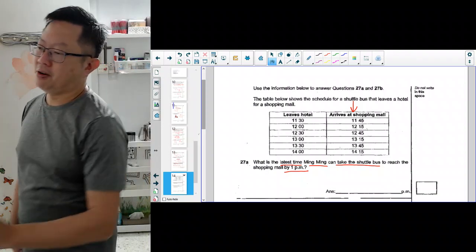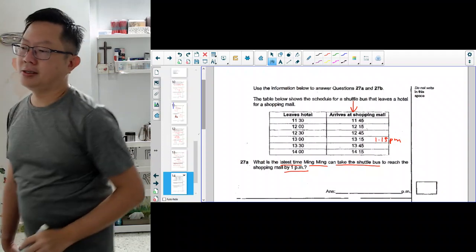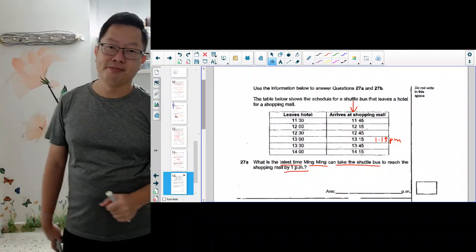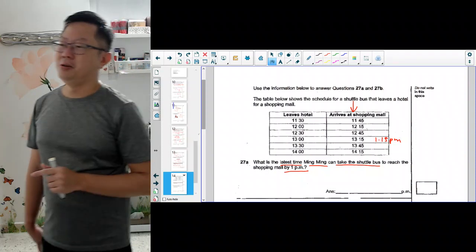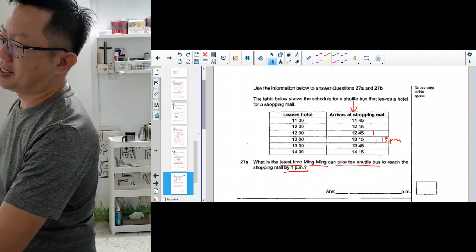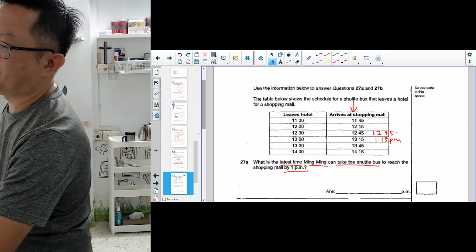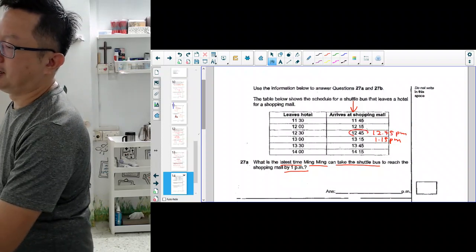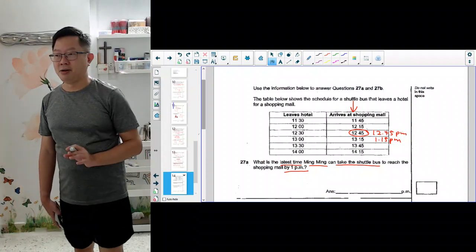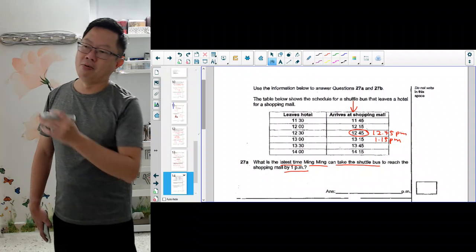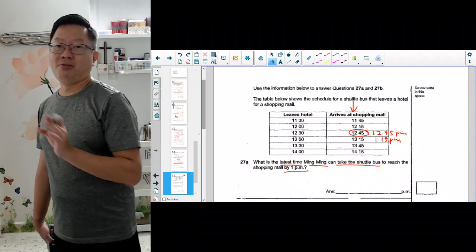You want to reach the shopping mall by 1 p.m. So what is 13:15? If you change it to 12-hour clock, that is 1:15 p.m. So you are late. So you don't want to arrive at 1:15. You want to arrive at this time, which is 12:45 p.m. So this is the latest time that you have to arrive, because if you miss that, then you will arrive at 1:15 already, and then your friend will scold you, right? Okay, so you have to arrive at 12:45 p.m.